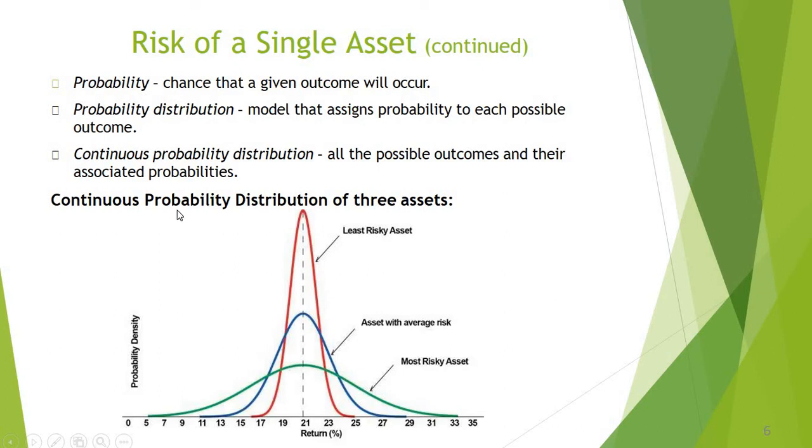Now let's look at the continuous probability distribution of these three assets: most risky asset, asset with average risk, and least risky asset. The most risky asset's return will fluctuate from 5% to 33%. Now let's look at the probability distribution of return of asset with average risk. Assets with average risk, the return will fluctuate from 11% to 29%, and the least risky asset's return will fluctuate from 17% to 15%.